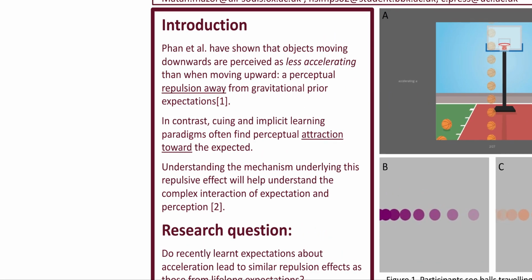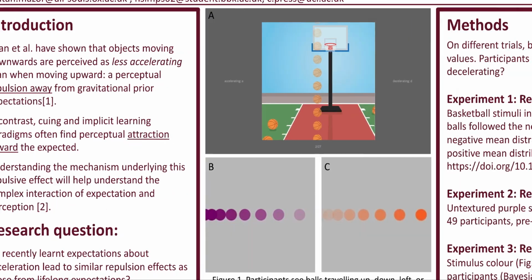A previous study by Fan et al. shows that the expectation of gravity, where downward moving objects are more likely to be accelerating and upward moving objects more likely decelerating, produces a perceptual repulsion from expectation, where downward moving objects are perceived as less accelerating than upward moving objects. This differs from findings in our lab and the wider literature that more often show perceptual attraction to the expected. Understanding the differences can help illuminate the interaction of expectation and perception.